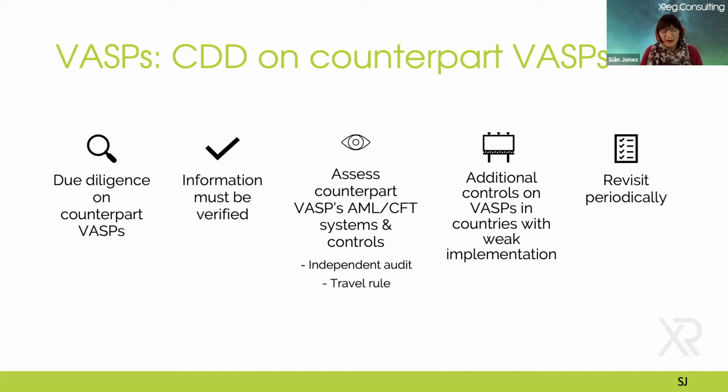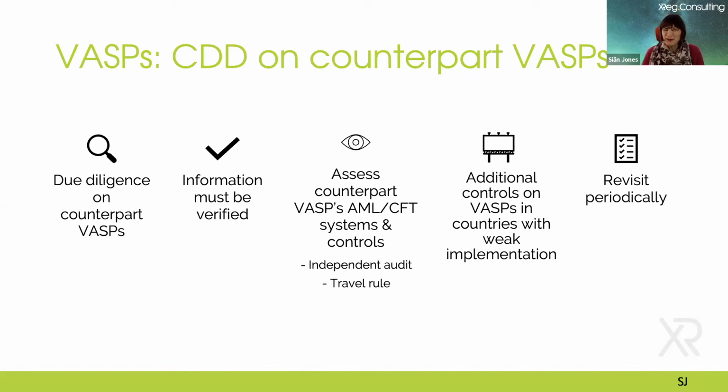The type of relationship is broadly similar if viewed from an AML CFT perspective. And so there is a requirement on doing due diligence with your counterpart VASPs. So that means doing due diligence on them. You have to verify the information that you've obtained on your counterpart VASP. You have to assess that counterpart VASP's AML CFT systems and controls, whether or not, for example, they've had an independent audit taken of their AML processes, and whether or not they're applying the travel rule. And you have to apply effectively a risk-based approach to how you then interact with that counterpart VASP, or indeed whether or not you permit a transfer to go forward based on what you learn in that due diligence process.